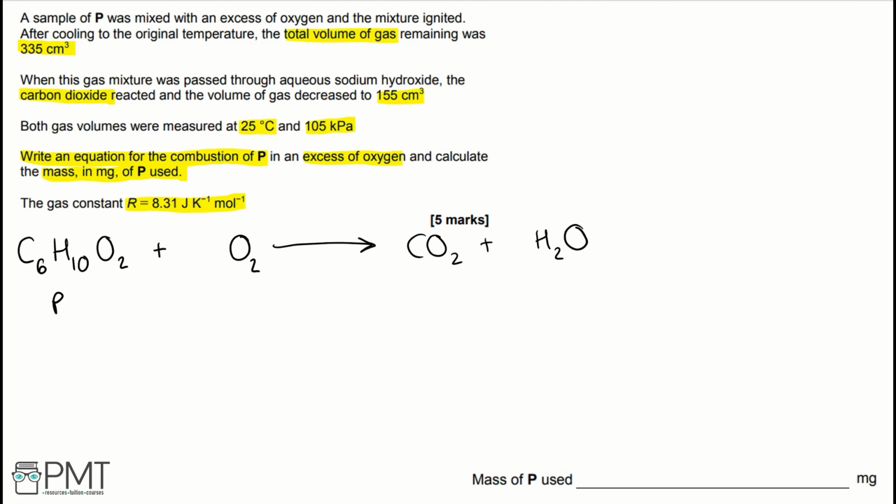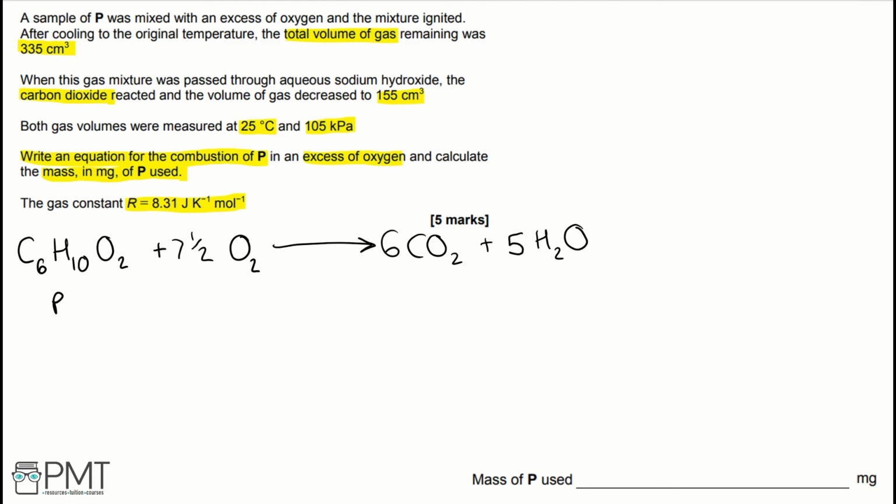Now we need to balance the equation. So balancing the carbons, we need 6 carbon dioxides. Balancing the hydrogens, we need 5 waters. And then balancing the oxygens, we need 7.5 oxygens. So now we can work out the mass of P used.